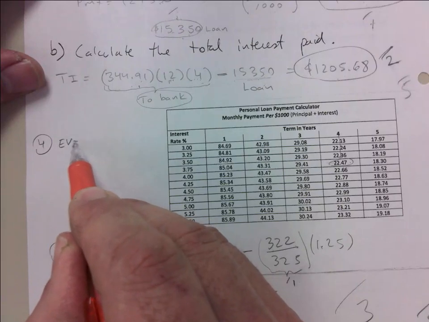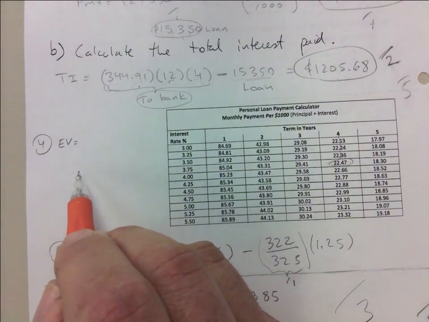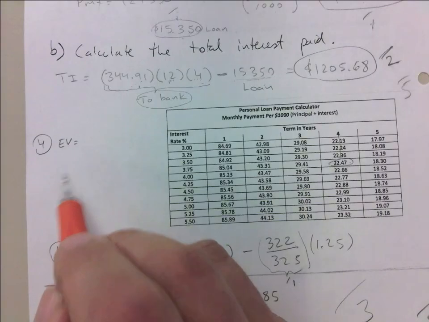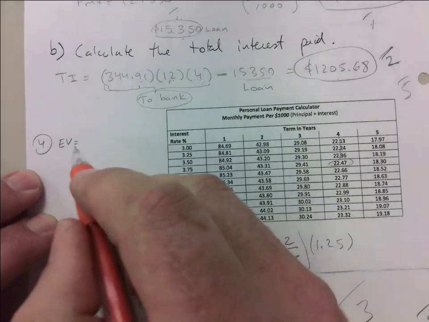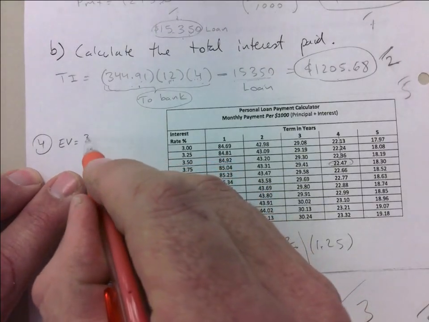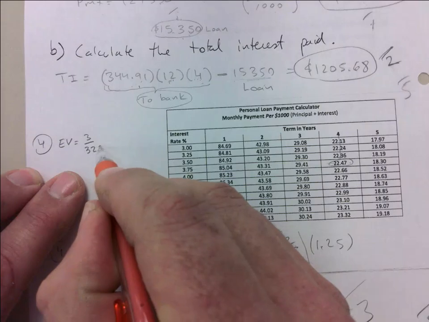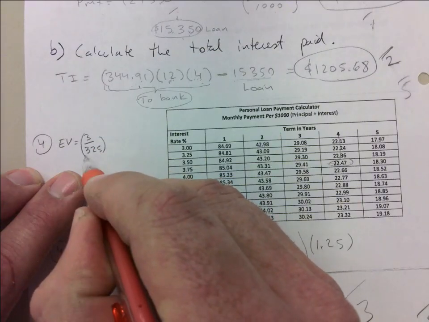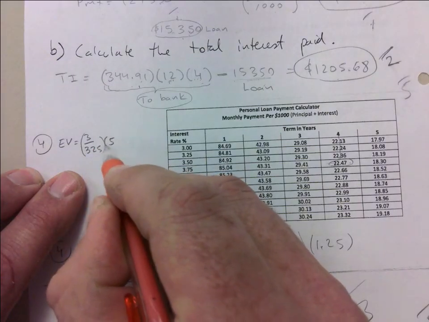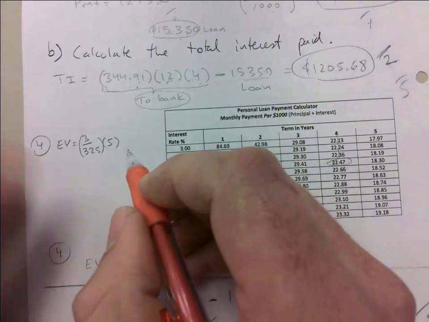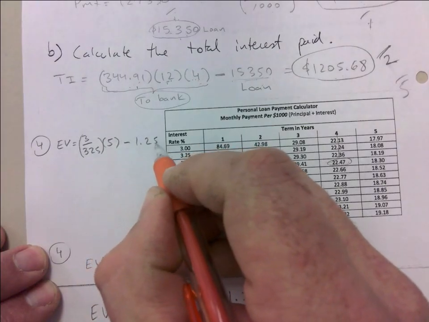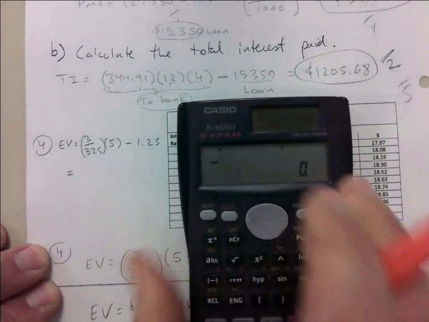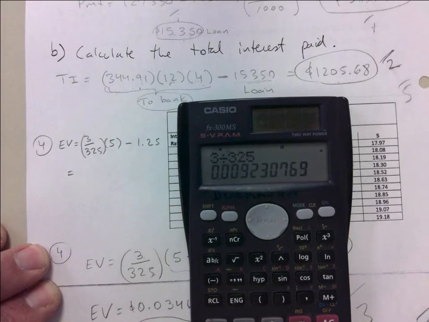Expected value, you had that question, right? Expected value. Okay, I added it later. There are 3 winning tickets out of 325. So you go like this. You multiply it by the prize. And there's only one way to win, right? So then you subtract the cost from it at the end. So you go 3 divided by 325 times 5.